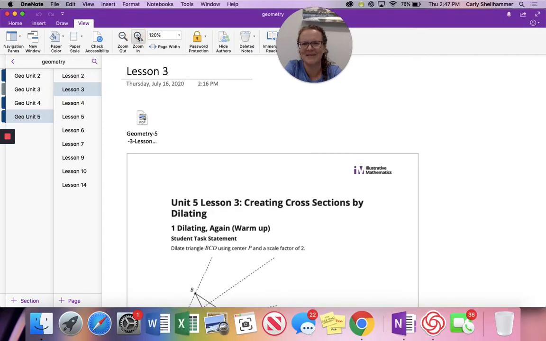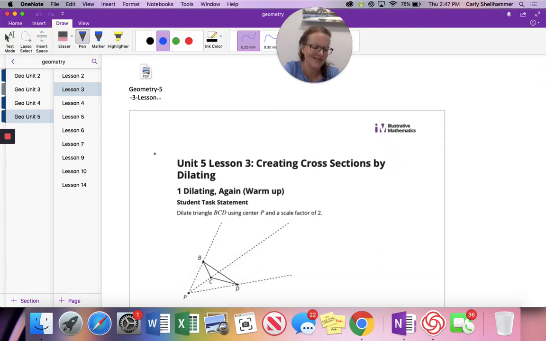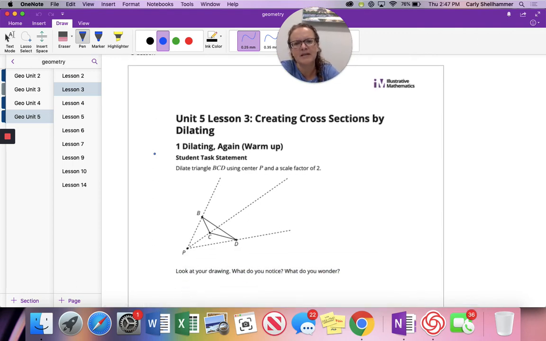Hey there, geometry. We are in Unit 5, Lesson 3. There are some hands-on things with this lesson too, which are really hard to do. Actually, last time I taught this lesson live, face-to-face, it didn't go well, so it's okay. I'm still cleaning up Play-Doh from last lesson. So let's talk about creating cross-sections by dilating.